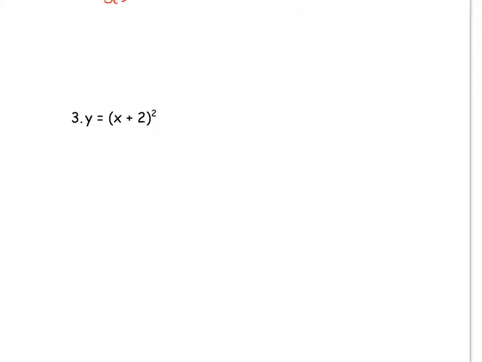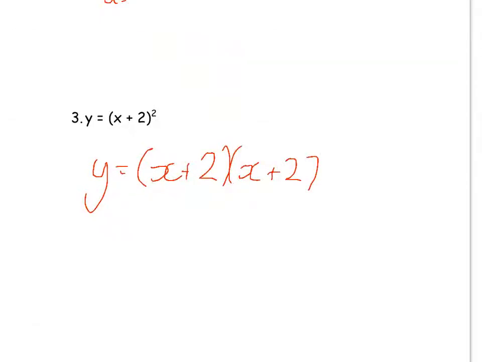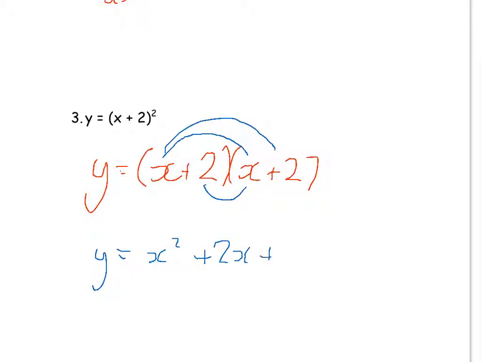Okay, and the final example let's look at is this one. Now, we need to do something first to this question as well. We need to expand this bracket. Now remember, x plus 2 all squared means that you're doing x plus 2 multiplied by x plus 2. So, y equals x plus 2 times x plus 2. So, if you multiply this out, so here we go, x times x is x squared, x times 2 is plus 2x, 2 times x is plus 2x, and 2 times 2 is 4.